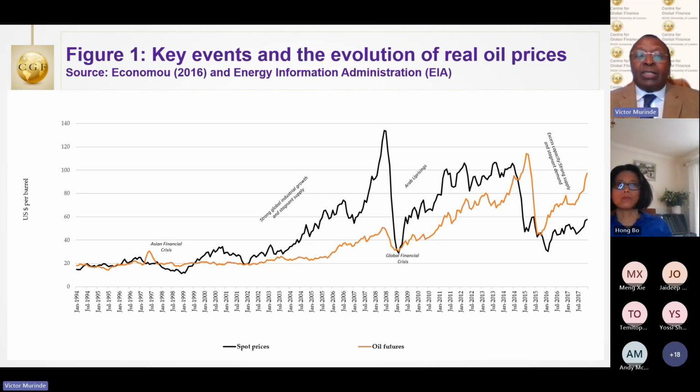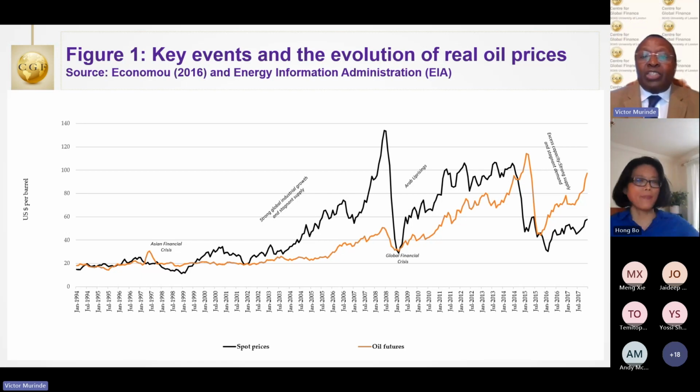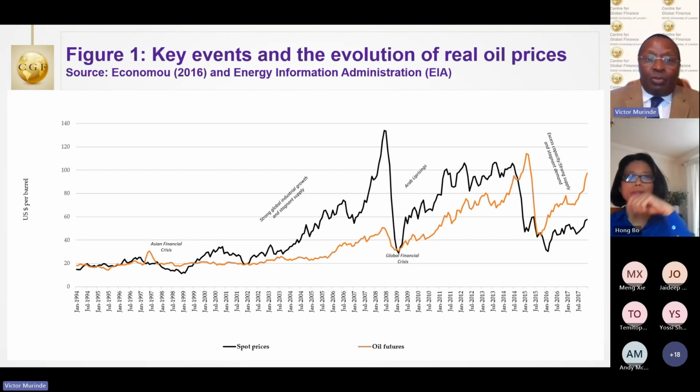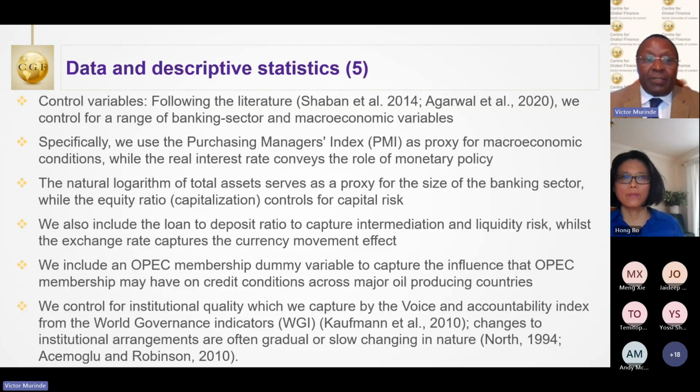And so you can see this is based on the Energy Information Administration, EIA, and featured in the work of Cornell in 2016, which captures this evolution. But importantly, it shows that our focus on looking at the difference between spot price and oil futures is very well informed and very well guided.